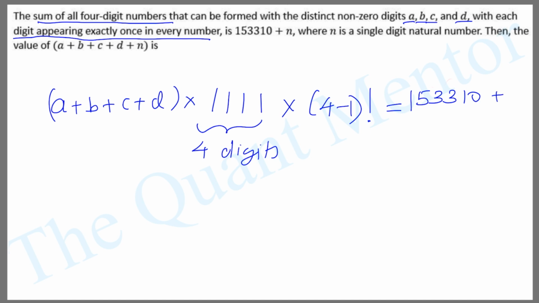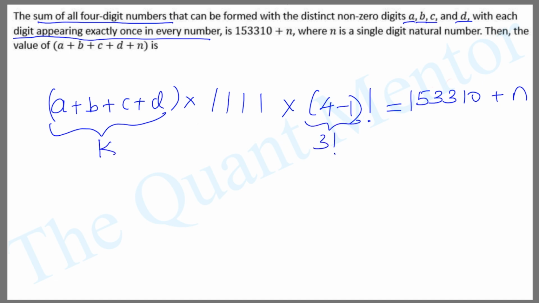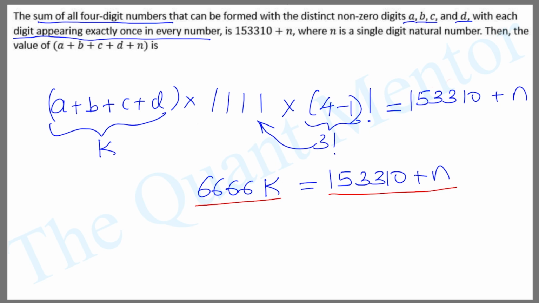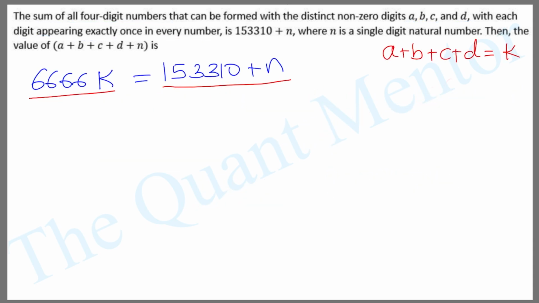153310 plus n. And now let's simplify our left hand side. Let's call this A plus B plus C plus D as k. 4 minus 1 factorial is 3 factorial, which is 6. So 6 into 1111 will be 6666 into k, and that has been given to us as 153310 plus n. So let's remove everything else and completely focus on this equation. 6666 into k is equal to 153310 plus n. And let's not forget A plus B plus C plus D we have put as k.